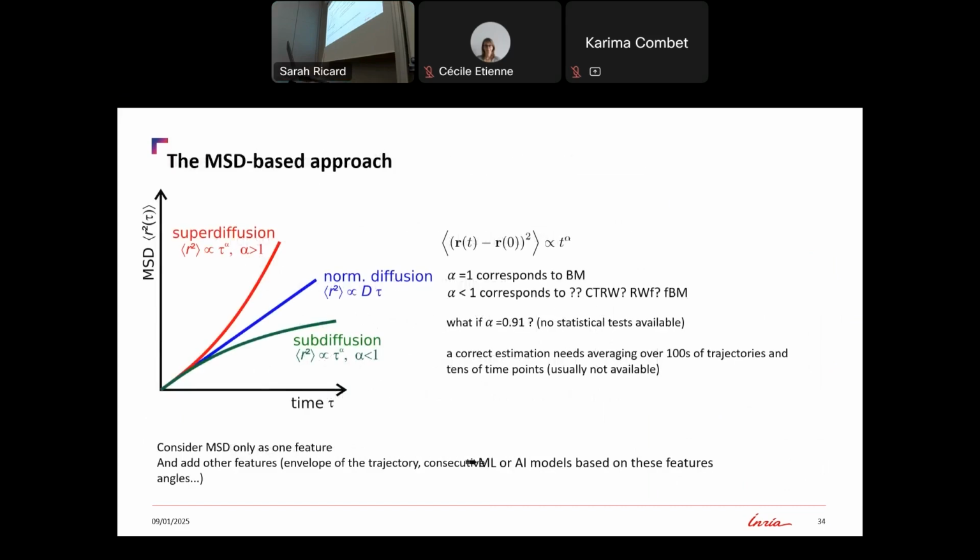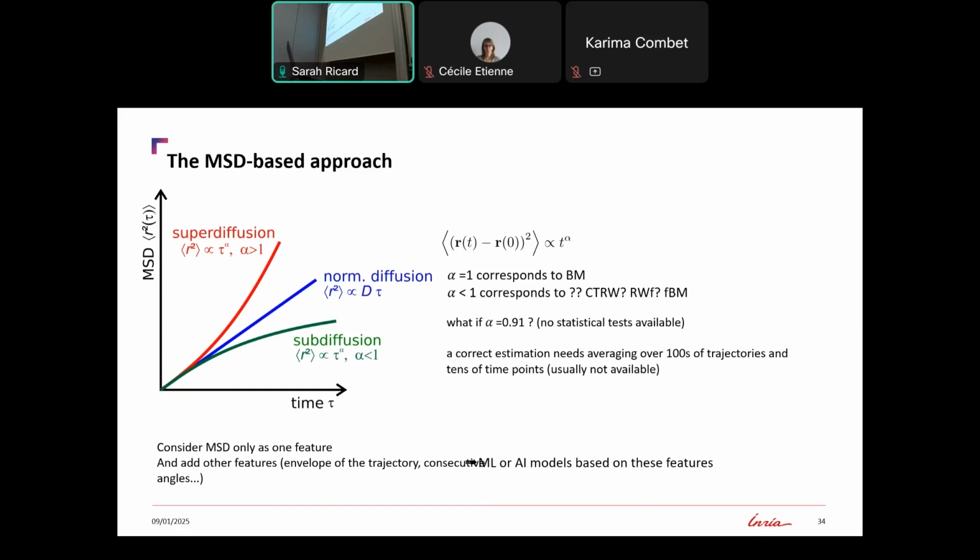So another thing that you can do is, let's go with the MSD. As I showed you in the beginning, Brownian motion is the only model for which the mean squared displacement is linear with time. So what you can do is you can take your trajectories and compute the MSD. If it's linear with time, you say, ah, cool, it's Brownian motion. If it's non-linear, meaning if it's a power law, for instance, well, you can say that it's not Brownian motion, but is it CTRW? Is it random walk on fractal? Well, you don't know. So it's not that simple.